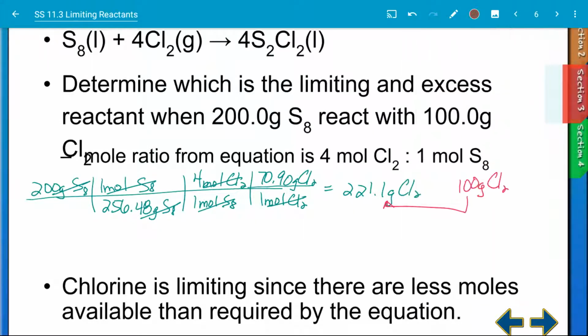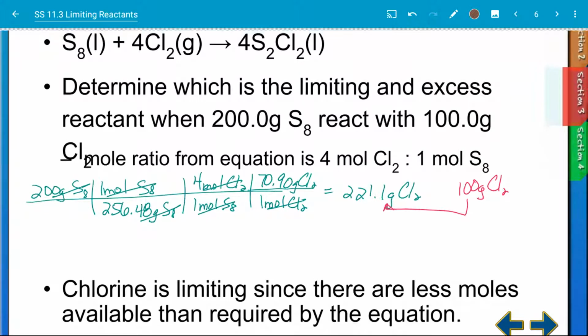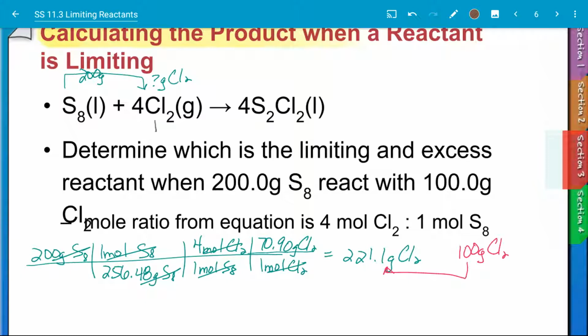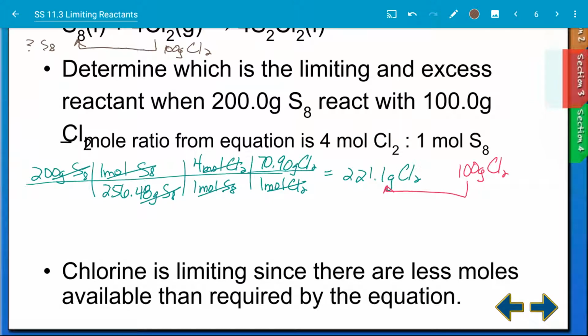So then the other way, let's say that I had chosen 100 grams of chlorine gas first. Now my question is, if I have 100 grams of chlorine gas, how many grams of S8 will that react? Remember, I'm just showing that if you had chosen 100 grams first, you'll come out with the same answer. All you have to do is do one of these, not both, just one. But let's say, instead of starting out with 200, I started out with 100.